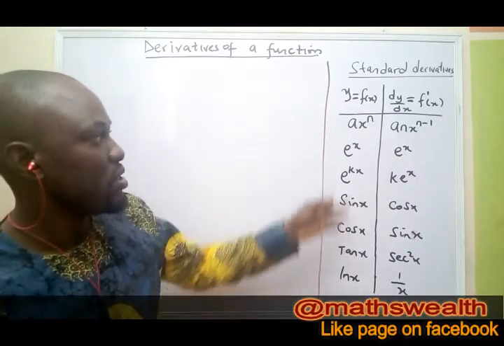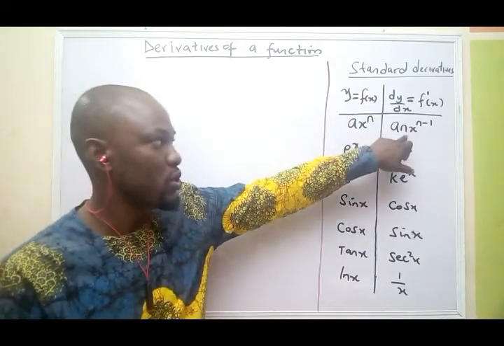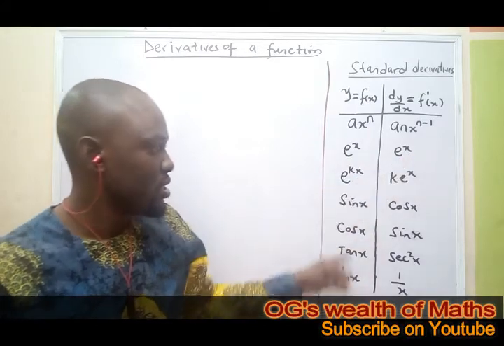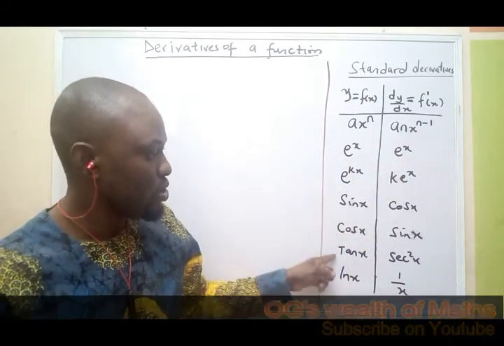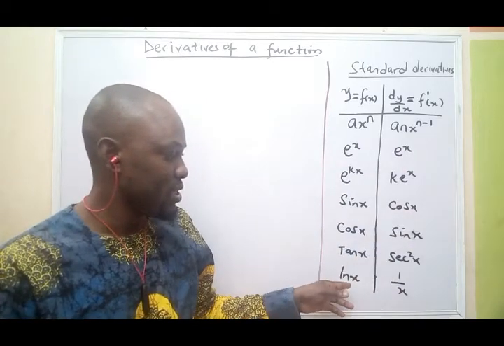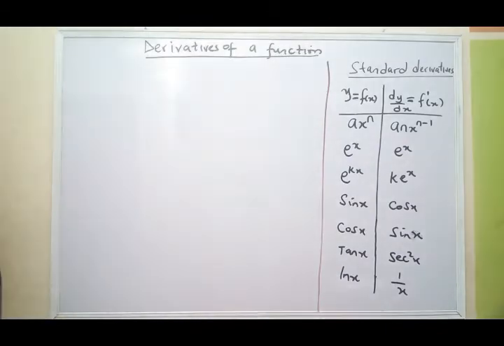So if you differentiate an algebraic function, this is what you're going to get. Differentiate an exponential function, you get this. You differentiate trigonometric functions, these are the results, and then ln, which is a logarithmic function, you get 1 over x.